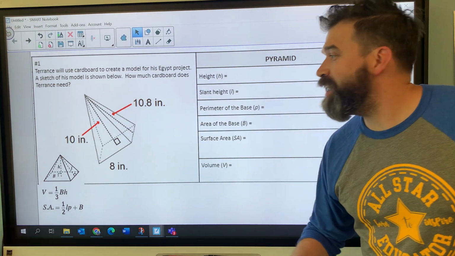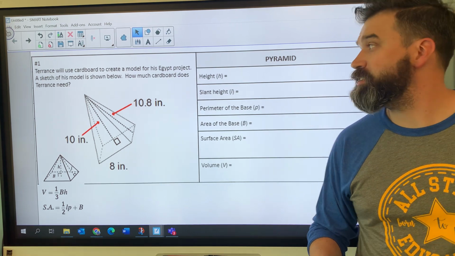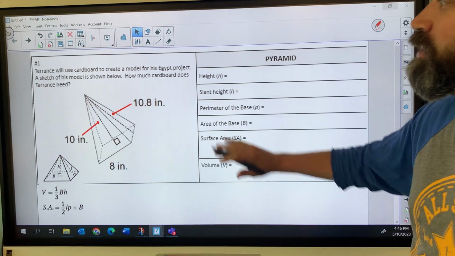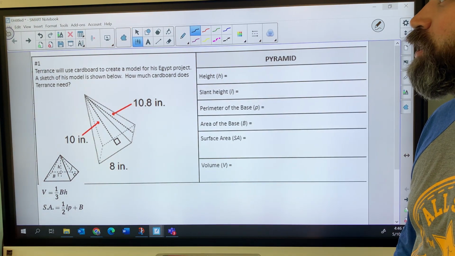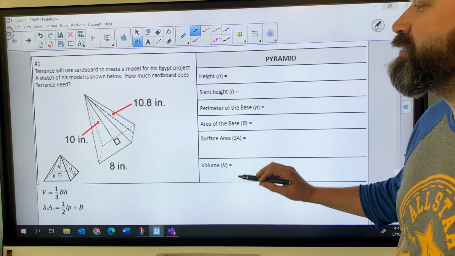Hi, today we're talking about surface area and volume of cones and pyramids. So we're going to start with a pyramid. You can see the situation here is Terrence is making a cardboard model of a pyramid, and it asks how much cardboard does he need.